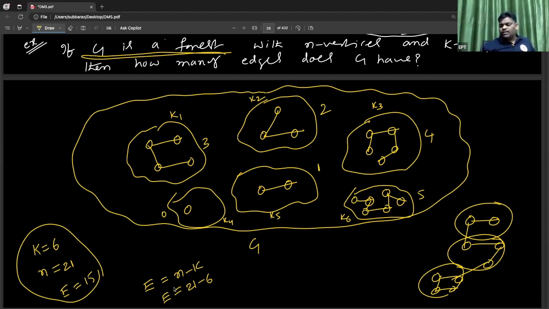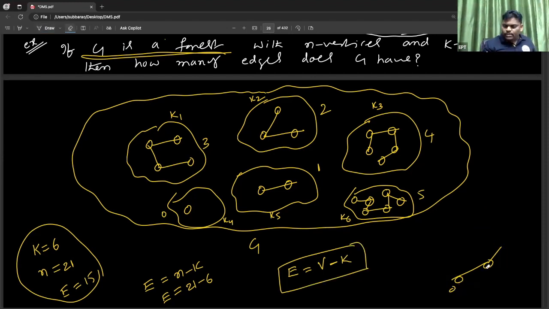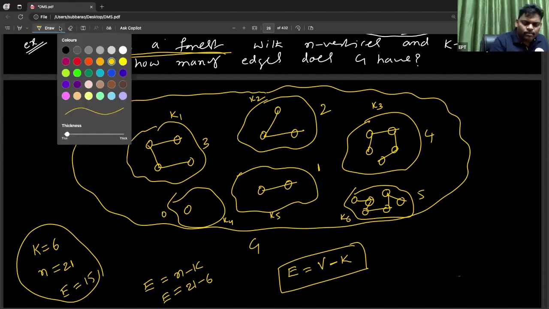4 vertices are there, 3 edges. So remember this. From this, the formula is number of edges is equal to number of vertices minus number of components. This is the formula. I want to say this. Yeah, next one. One more thing. Roughly I will give how it came. Can you see this?